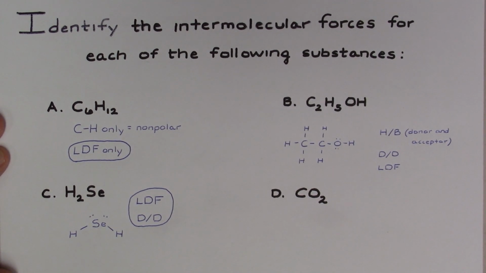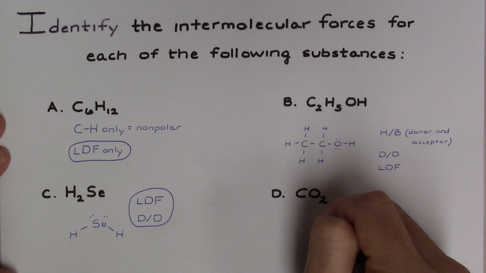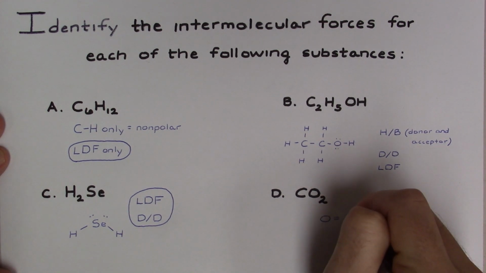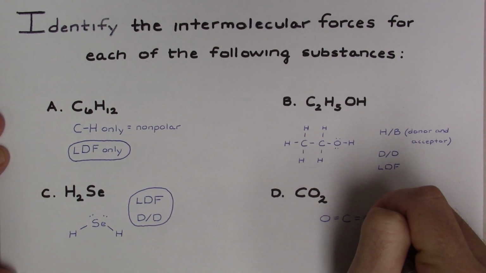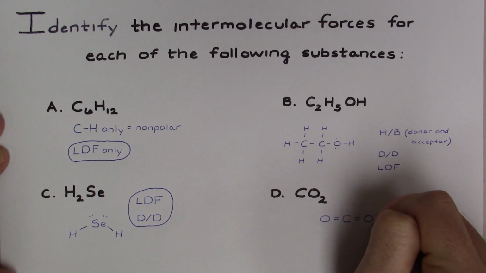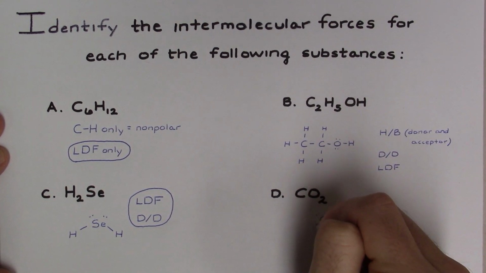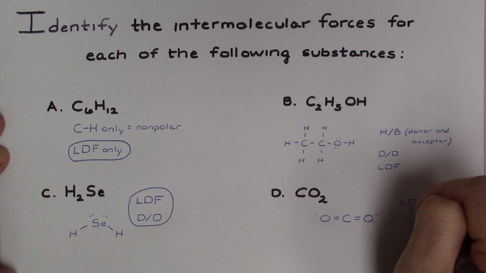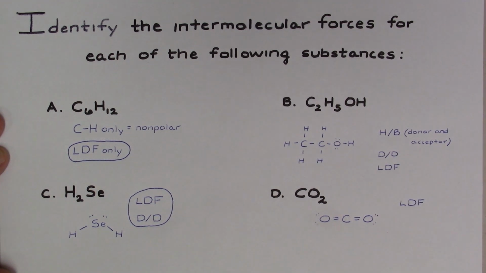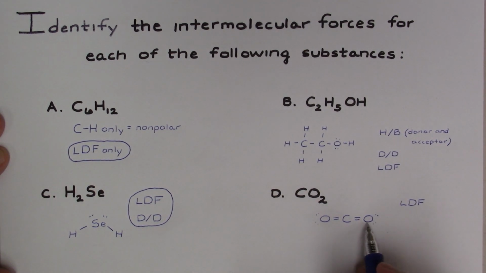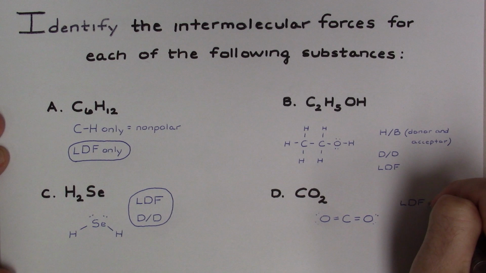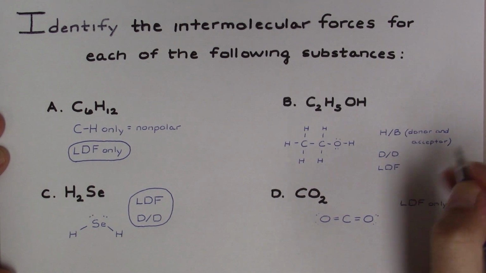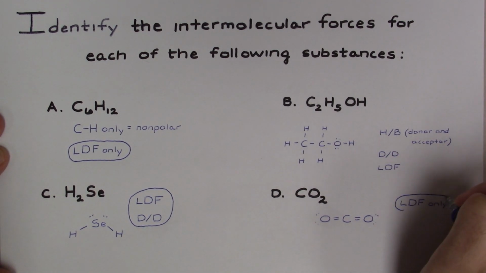Our final example for this problem is carbon dioxide. Drawing out our Lewis structure for carbon dioxide, you'll see that I have 2 carbon-oxygen double bonds. These bonds are polar, but because they are pulling opposite and equal from each other, we cannot have a dipole moment. This is seen here. Also, because there are no hydrogens, it cannot be a hydrogen bonder. Therefore, our only intermolecular force is the London dispersion force.